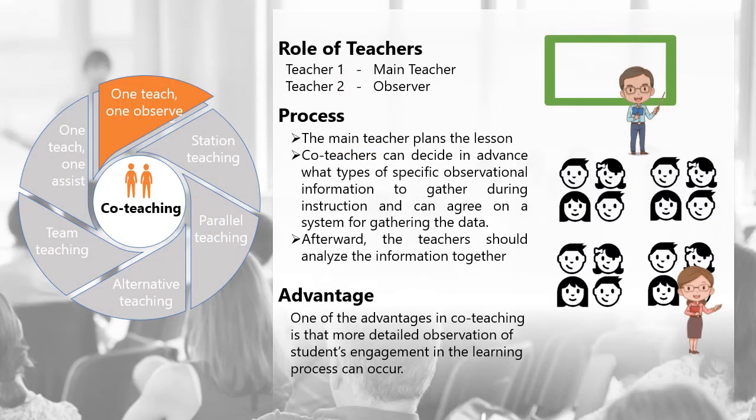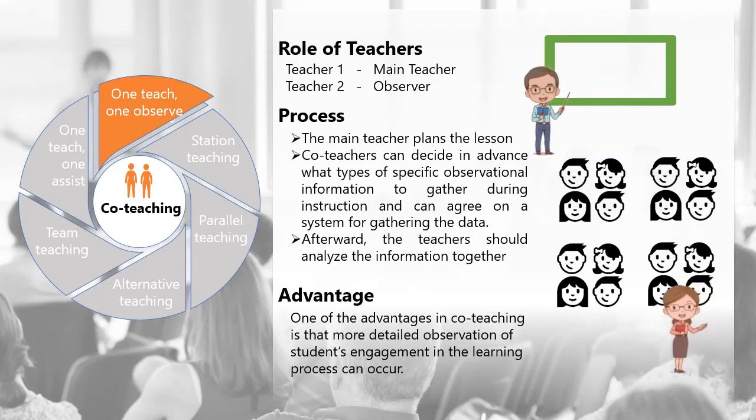Let's go into details of the first type of co-teaching strategy, which is 1 teach, 1 observe. There is more than 1 teacher involved in this strategy. To show an example, we have taken 2 teachers with assigned roles as, teacher 1 would be the main teacher, and teacher 2 would be the observer. Their process would be: the main teacher plans the lesson. Co-teachers can decide in advance what types of specific observational information to gather during instruction, and can agree on a system for gathering the data.